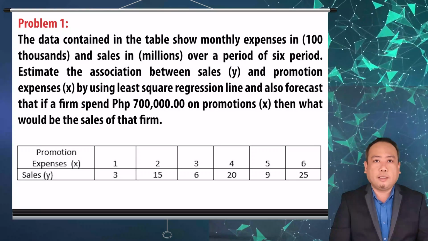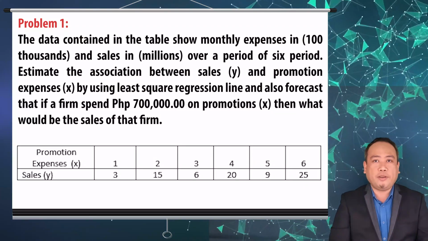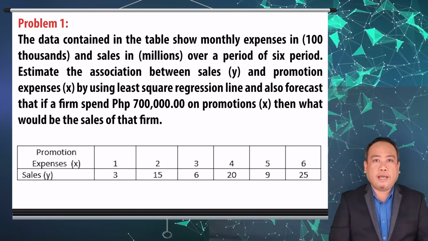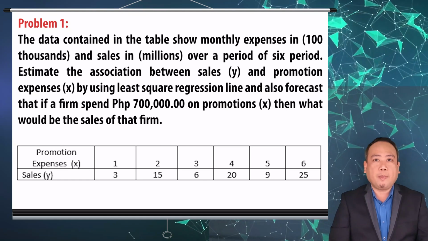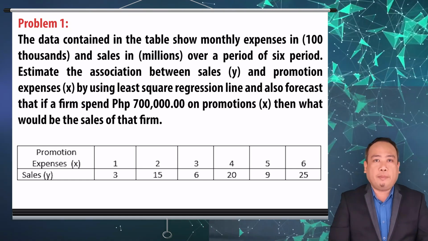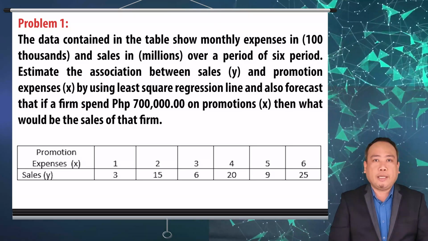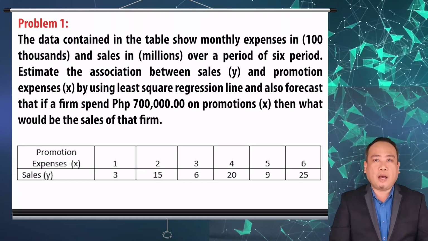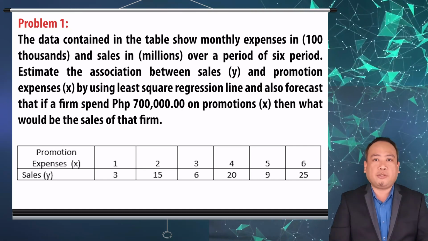Sample problem number 1. The data contained in the table show monthly expenses in 100,000s and sales in millions over a period of 6 months. Estimate the association between sales represented by y and promotion expenses represented by x by using the least squares regression line, and also forecast what the sales of a firm would be if it spent 700,000 pesos on promotions.